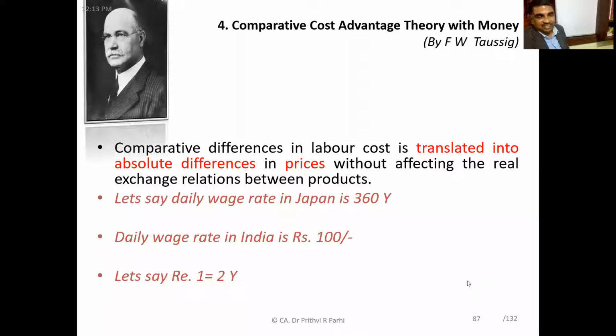Then daily wage rate in India. In India, we are saying 100 rupees. In India, 100 rupees. In Japan, 360. And what is the exchange rate? Here we are assuming that 1 rupee is equal to 2 yen. This is not the real exchange rate. The real exchange rate is totally different. But this is the assumption we are making first of all.